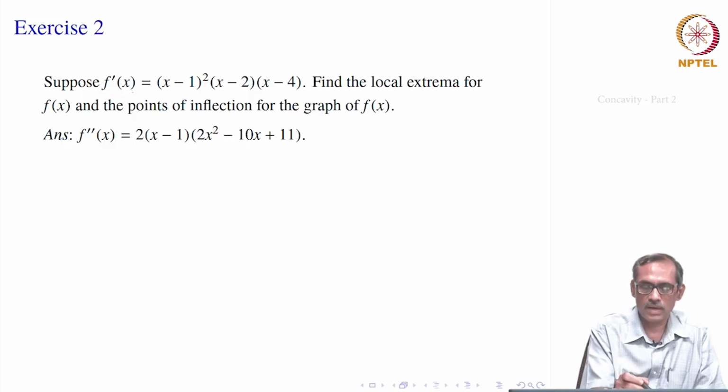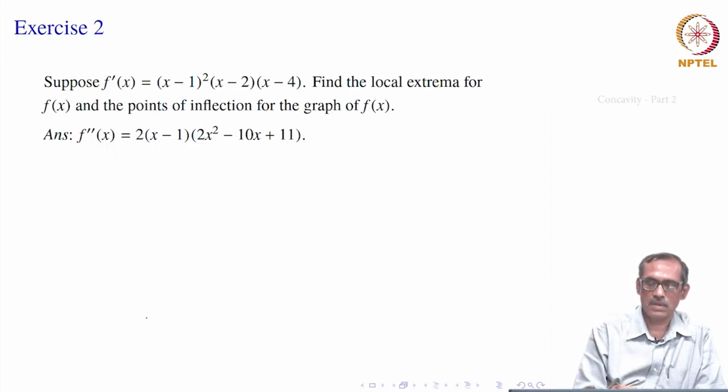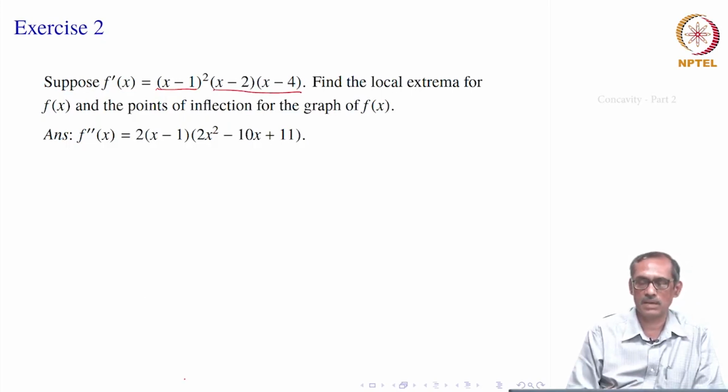So, now we go for the derivative of this. If you differentiate, you would get f double prime equal to 2 into x minus 1 into 2 x square minus 10 x plus 11. So, you have to really work it out. Now, it is a product. So, you would think of this as first and expand this, maybe that will be easier to apply instead of going for the 3 products.